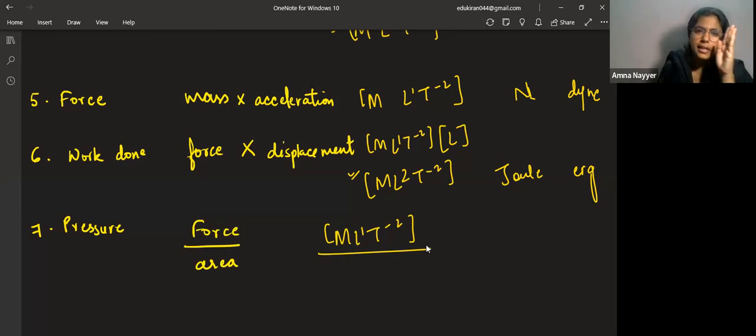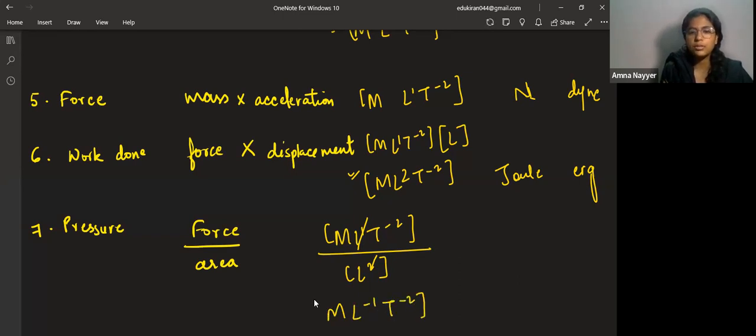Area is length into breadth, 2 times length, that is L square. So what will happen? 1L will cancel the square, right? 2L are here and 1L is there. And this L will now go up. So M, L to the power minus 1, T to the power minus 2. That's it. And how to write the SI unit?